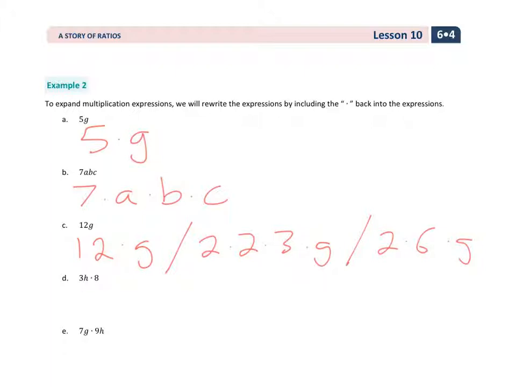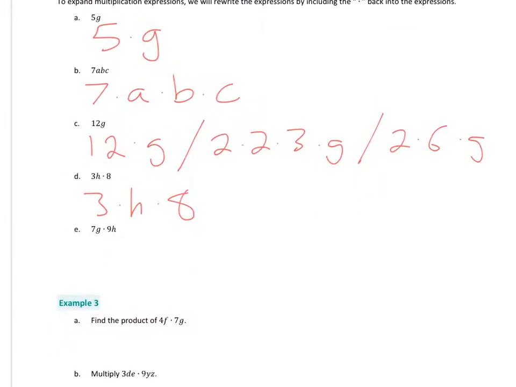So there's a few different ways you can break them up. If you put them back together, they'd still have to get to 12g. This one could be 3 times h times 8. Just breaking them up. This next one could be 7 times g times 9 times h.